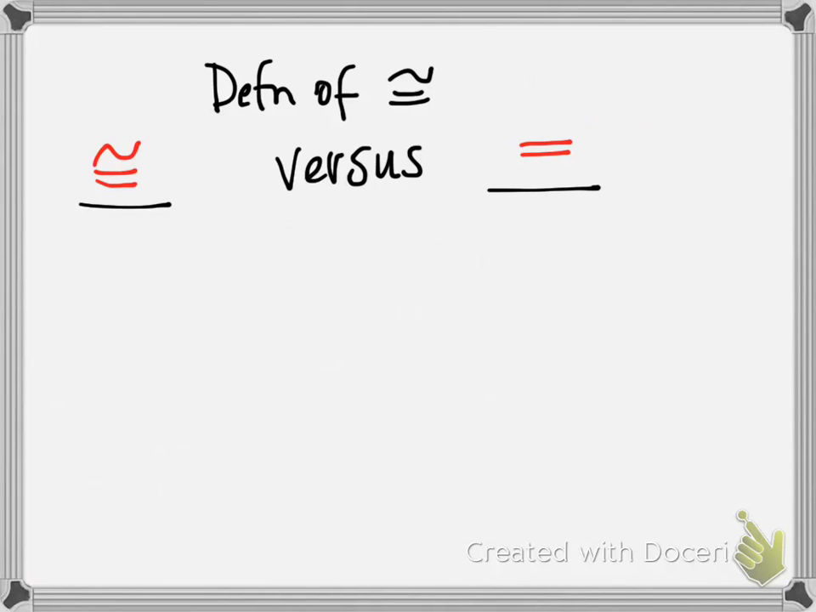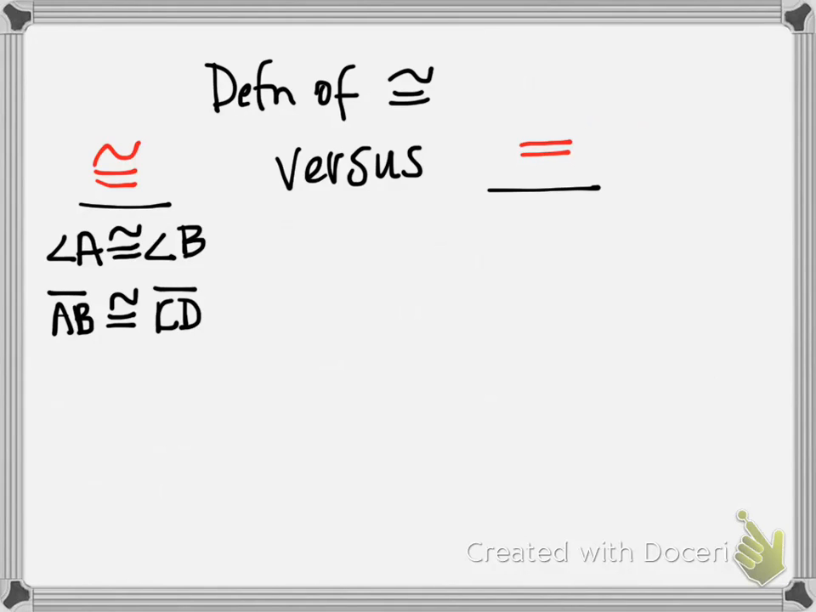Okay? All right. When it comes to congruence, we're talking about an object being congruent to an object. So an angle congruent to an angle. We're talking an object congruent to an object. And that means we would have segment AB congruent to segment AB.